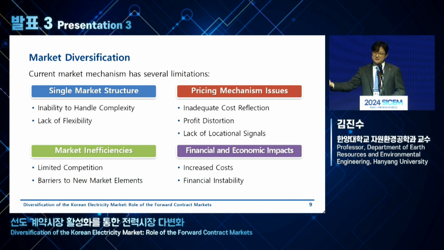But of course, the government, experts, KPX and other stakeholders would suggest and propose proper and optimal pricing. But in this complicated environment, cost reflection is not easy at all. Then stakeholders and market participants would see a profit distortion. And in the single market structure, as mentioned in the second presentation, it doesn't accommodate locational signals and locational pricing. Then it would lead to market inefficiencies because of the limited competition. And when they want to accommodate new factors, there might be some barriers and obstacles.